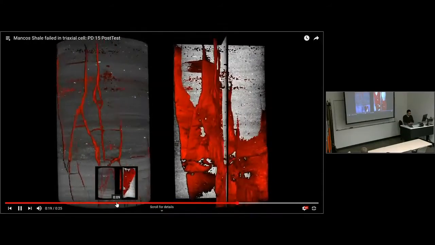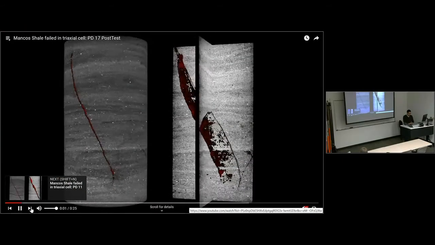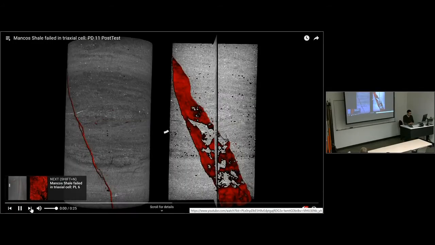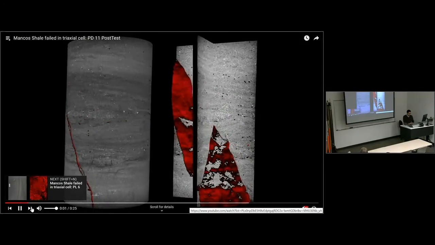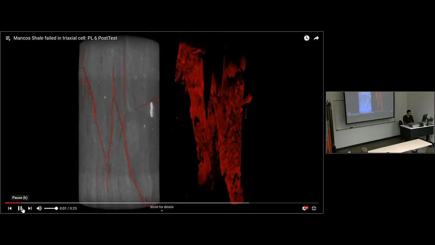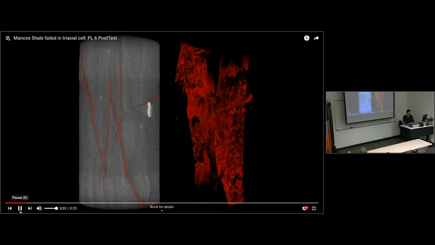And the last case would be the one in which the fracture is horizontal, where in this case we just have a single fracture going through all the layers. And here we have a case in which it's also loaded in axial direction, and some of the fractures go straight in between those lamination planes.